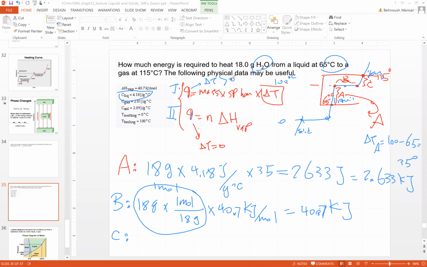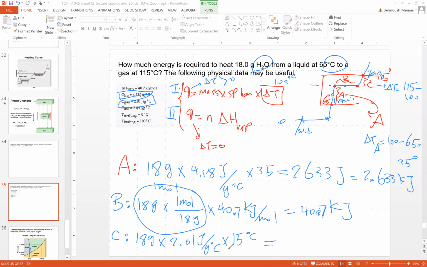I said if there is change in temperature is greater than 0, I have to use 1. So I'm going to use the formula 1, and Q equals mass. I have 18 gram times a specific heat, but a specific heat for gas is different from the liquid. So I have to look at the table, 2.01, and that is joule per gram per degree Celsius, times, what is delta T? Delta T in this case is 115 minus 100, because it's going from 100 degree to 115, and that would be 15 degree Celsius.